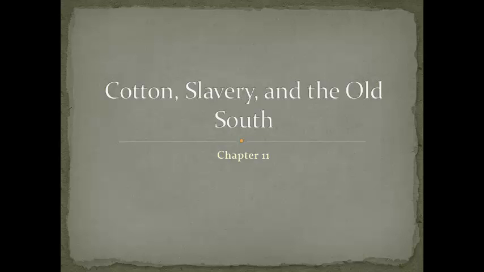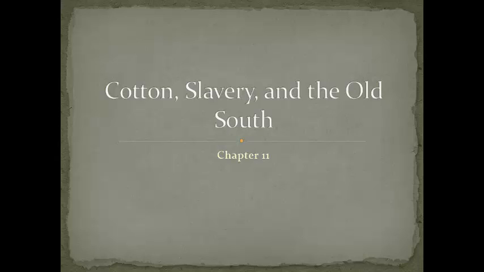Chapter 11, Cotton, Slavery, and the Old South. In the last chapter, we were mainly focusing on the North. We were talking about industrialization, and remember that mainly took place in the Northeast. So in this chapter, we're going to switch regions a little bit and begin focusing more on the South.